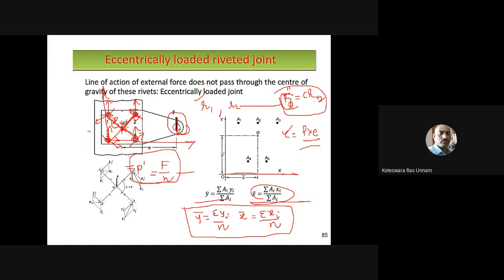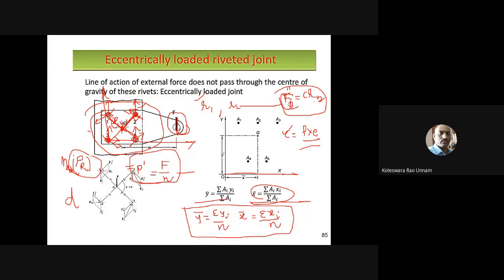So from that, once I know the angle and I know the magnitude of primary shear force and secondary shear force, I can calculate the resultant shear force on each rivet. Once I have calculated the resultant shear force in each rivet, out of all those resultant shear forces, we need to consider the maximum of all these forces, and then we'll use that one as the criteria to find the diameter of the rivet.